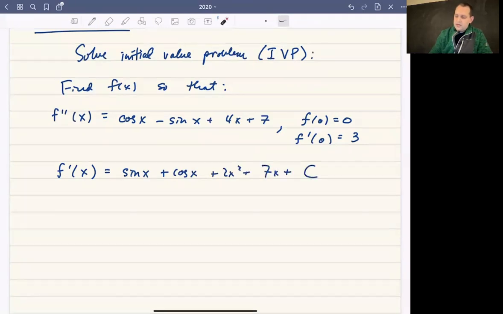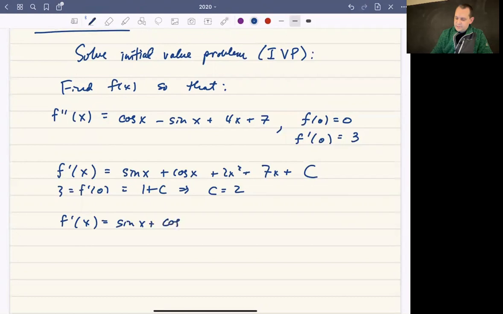And then we're going to use the condition that f prime of 0 is 3. If we plug in 0 to the derivative, 3 being f prime of 0 leads us to say, well, f prime of 0 on the one hand is going to be sine of 0, which is 0, cosine of 0, which is 1, 0, 0, and c. So this will be 1 plus c. That means that c is 2. And therefore, our first derivative is the function sine of x plus cosine of x plus 2x squared plus 7x plus 2.